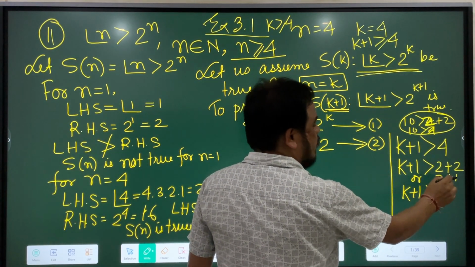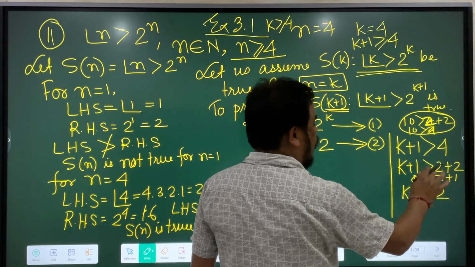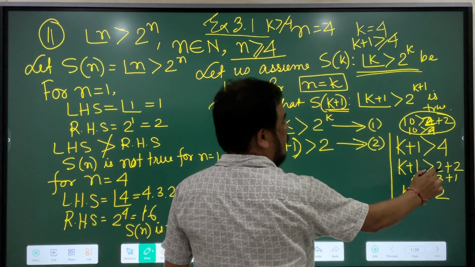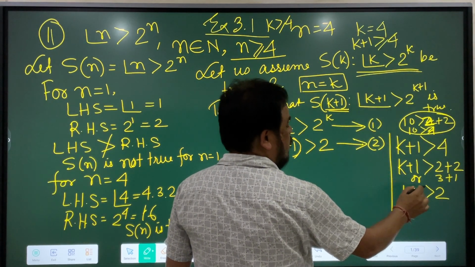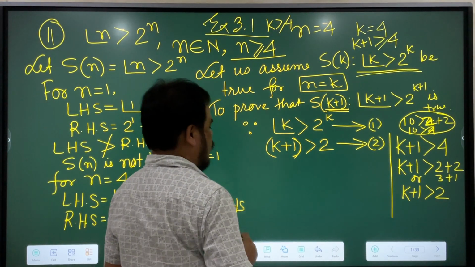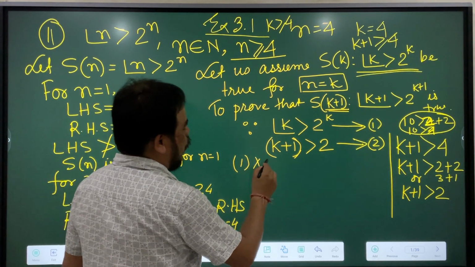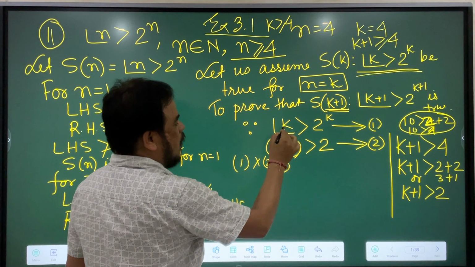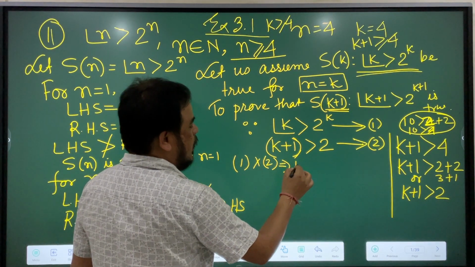We could have written 3 plus 1, but we will not use 3 plus 1 because on the right hand side 2 is there, not 3. So we have written 2 plus 2. So k plus 1 is greater than 2. This is the condition. Now 1 into 2, equations 1 and 2 will multiply. Left hand side into left hand side we will multiply.